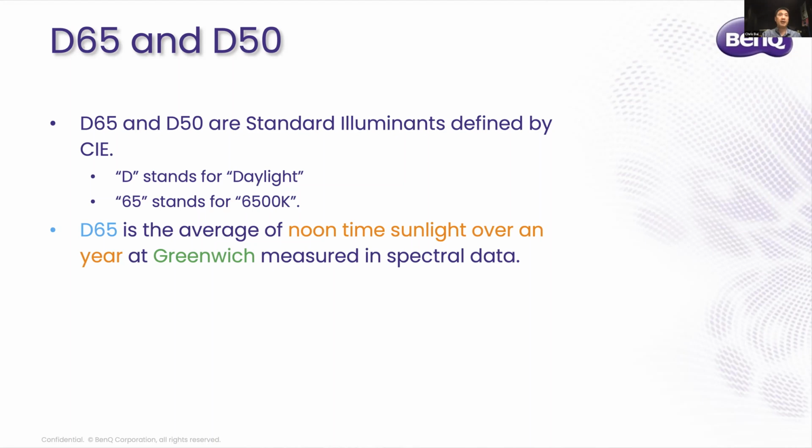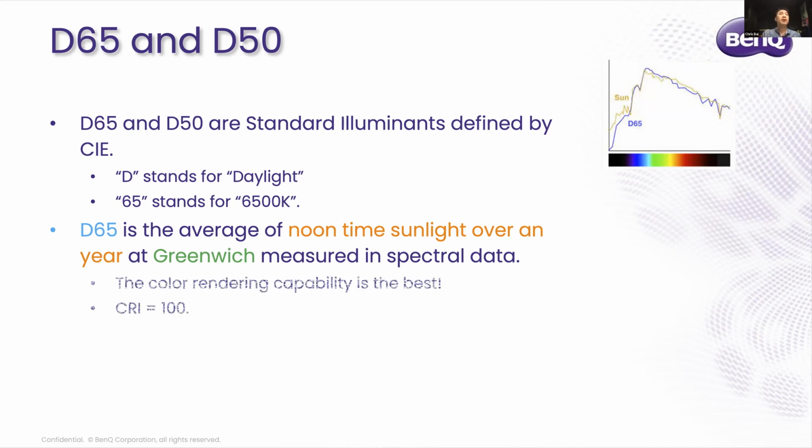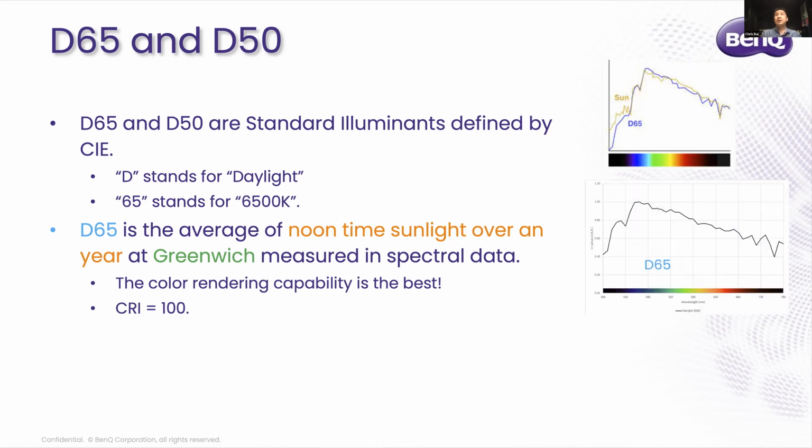That is very specific, because somebody did a measurement for every day at noontime, when there is sunlight, over a year. He took a meter out and measured it in spectral data. So D65 is very, very closely matched to the sunlight in spectral. So the color rendering capability is the best, because we say the sunlight has the best color rendering capability. So the definition of CRI for D65 is 100. So this is D65 in spectral data.